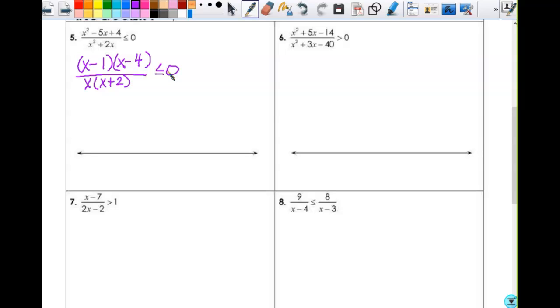So now that I have that, I can find my zeros. They are going to be 1 and 4. And then I can find my vertical asymptotes. I'm going to get x equals -2. And what else? 0. Yes, x equals 0. So I have 4 things I need to put on my number line. And I have a -2, 0, 1, and 4.